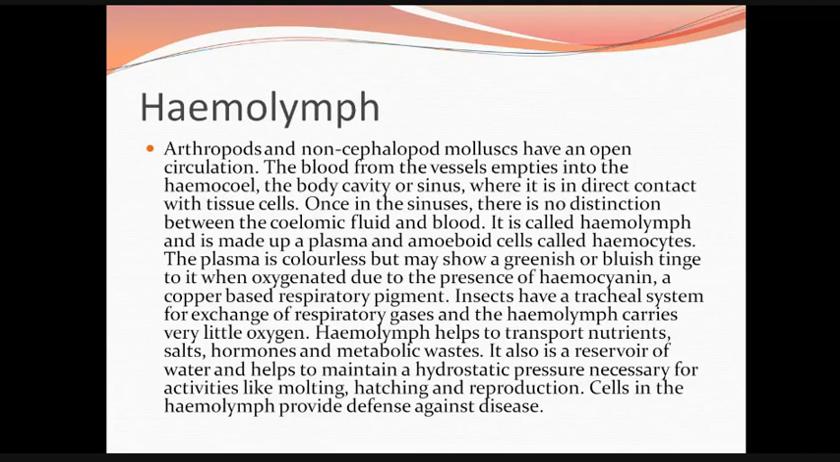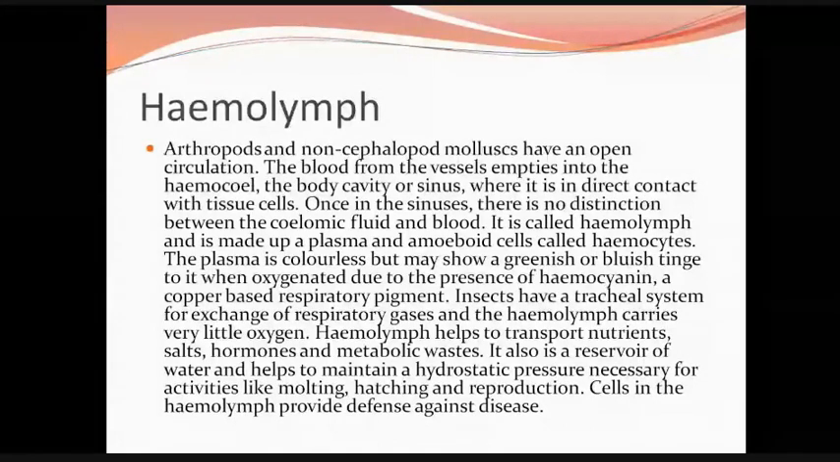Hemocyanin is a respiratory pigment. We have all discussed the various types of respiratory pigments: hemoglobin, hemocyanin, hemoerythrin. So it is one of those. Hemocyanin, due to cyanin, has copper as a prosthetic group. For that particular reason, it shows a greenish or bluish tinge when it gets oxygenated.